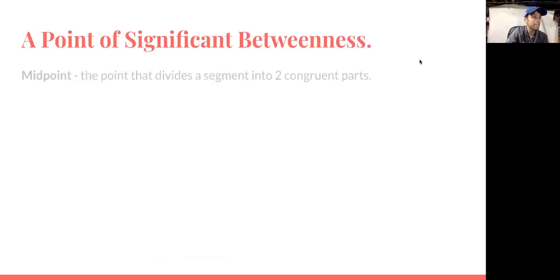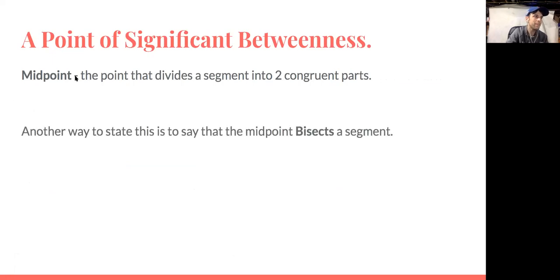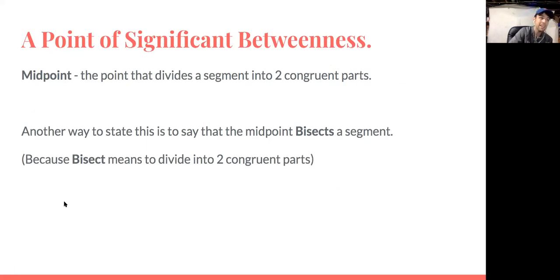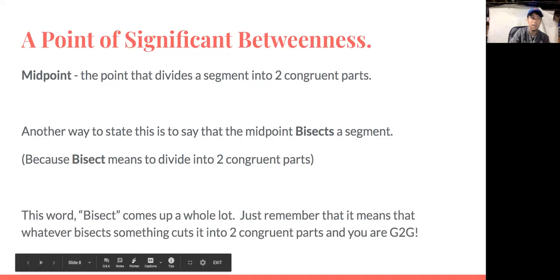All right, so there's a special point that's between two given points. It's called the midpoint. It's the point that's exactly in the middle. The midpoint is going to divide the segment into two congruent parts. Another way that we're going to say something is the midpoint is we might use this word bisect. A midpoint bisects a segment. The word bisect just means to divide into two congruent parts. Just generically, we'll use bisect to talk about a lot of different things, not just segments.